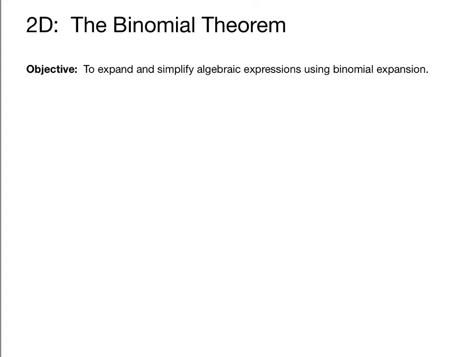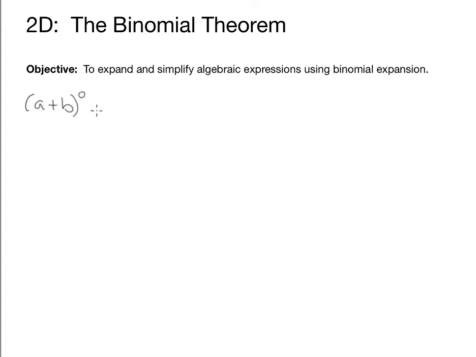In 2D, we're going to look at the binomial theorem. In the binomial theorem, that's when we have two terms, let's say a plus b, and it's raised to some power. So a plus b quantity to the nth power. Now we've already done this a few times in previous sections.